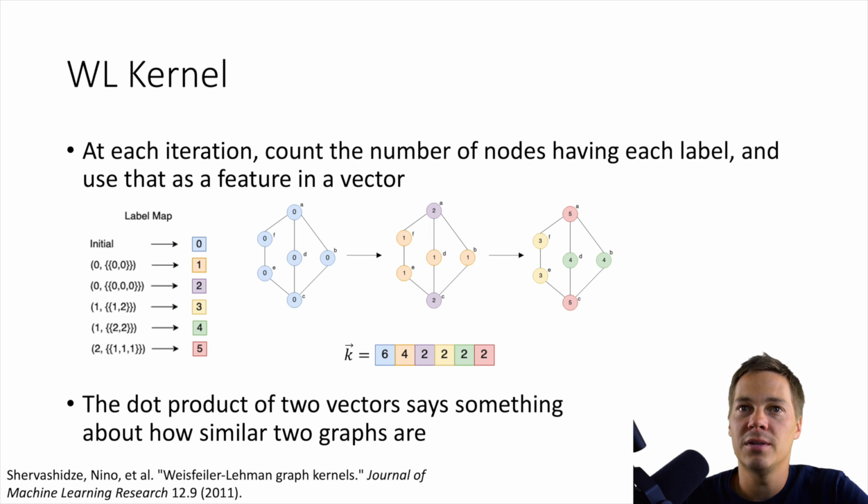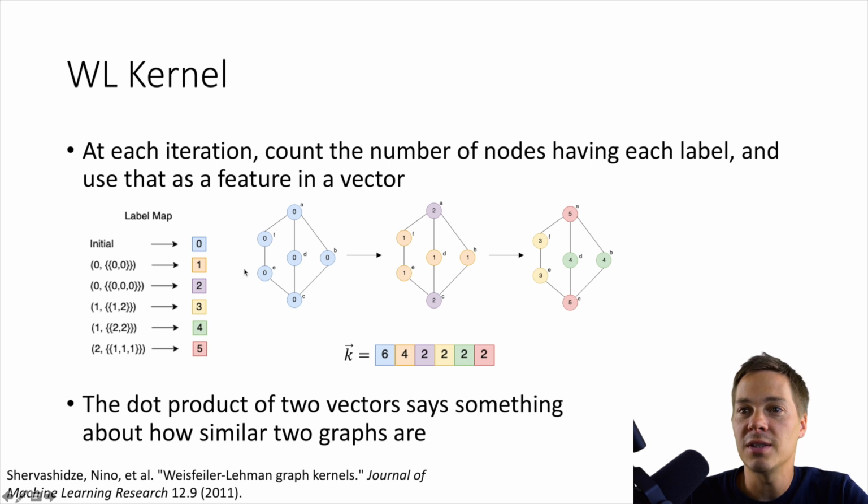Finally, we have this notion of a WL kernel, where if we do these iterations of our algorithm, you can record the number of nodes that have each label and create a vector out of that. And if you have 2 graphs, perhaps they're not isomorphic, but they're similar. And what you'll see is that they'll share many numbers along these features, but they'll differ in some ways. And by taking a dot product of these vectors, it says something about the similarity of our 2 graphs.